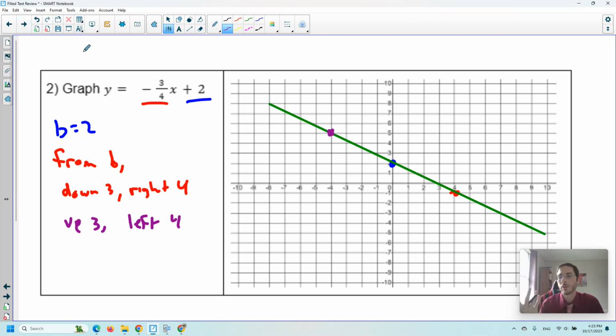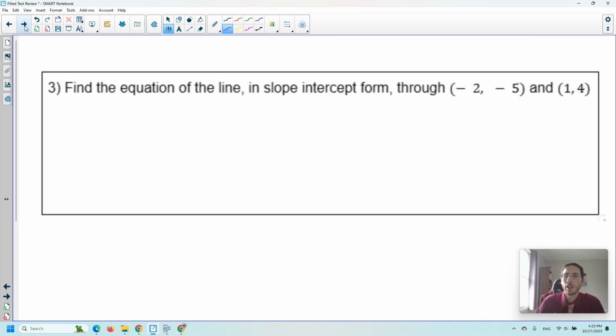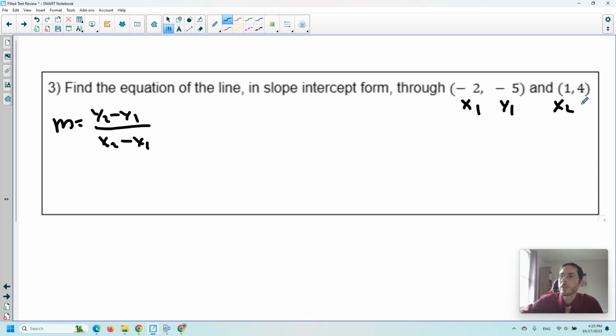Again, if you want, you can graph that in Desmos or in your handheld calculator and look at the graph that way too. For 3, find the equation of line in slope-intercept form through -2, -5, and 1, 4. So if we want to do this, we could do m equals y2 minus y1 over x2 minus x1. So again, the first point is the 1s. It always goes x and y. The second point is the 2s. Again, it always goes x and y.